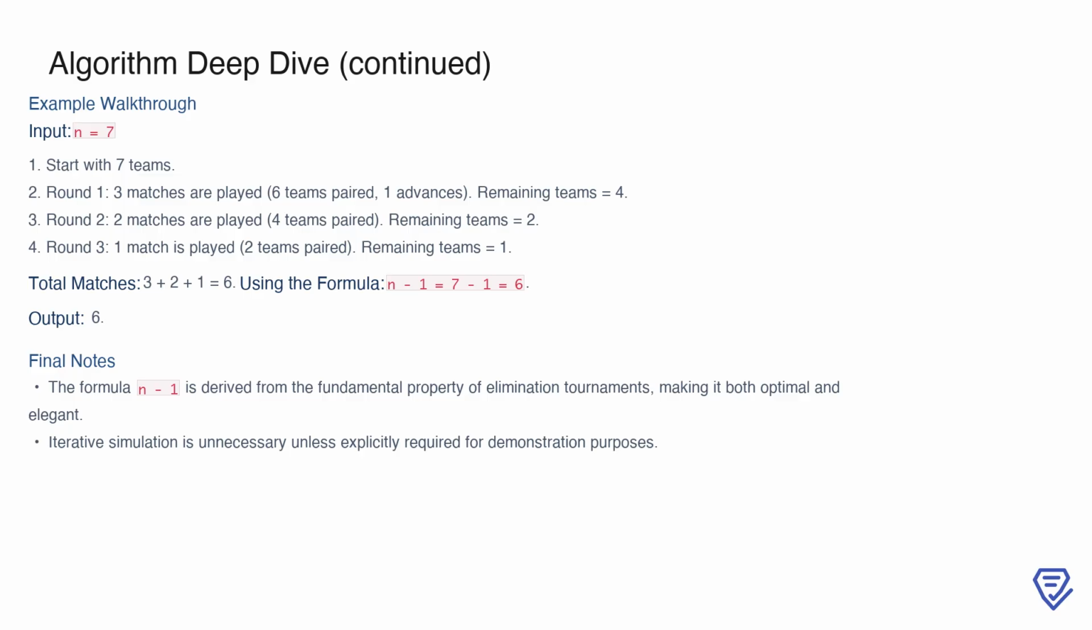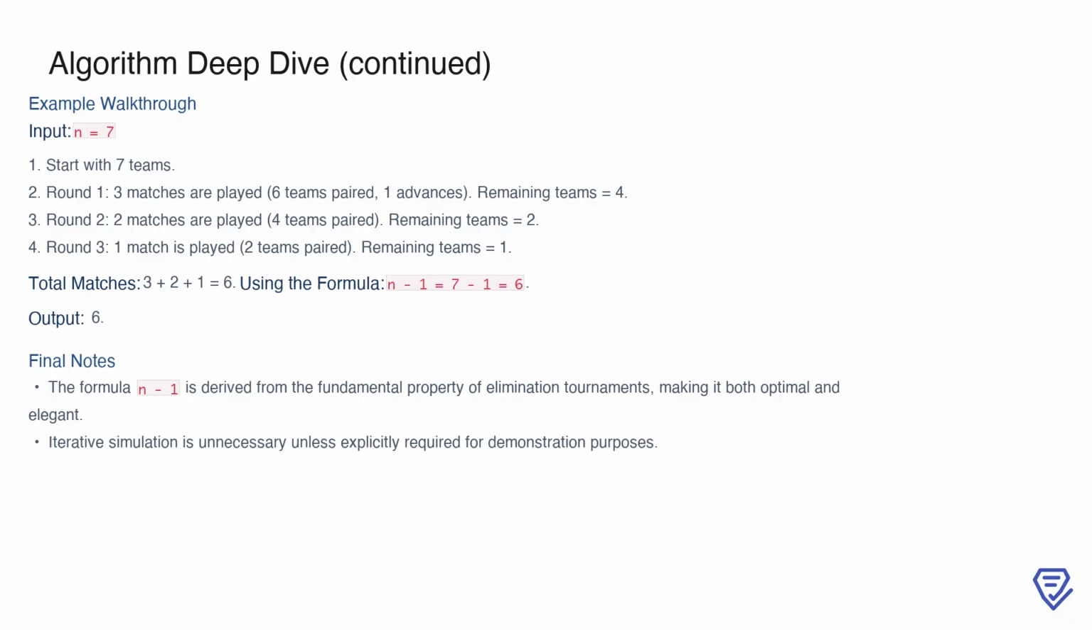Suppose the input is n equals 7. We start with 7 teams. In the first round, 3 matches are played as 6 teams are paired, and 1 team advances automatically. This leaves 4 teams. In the second round, 2 matches are played as all 4 teams are paired, leaving 2 teams. In the third and final round, 1 match is played between the remaining 2 teams, leaving a single winner.